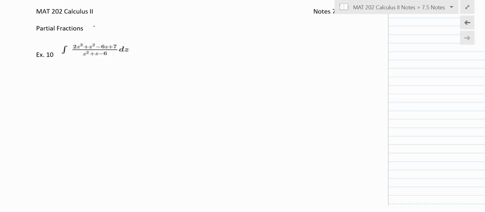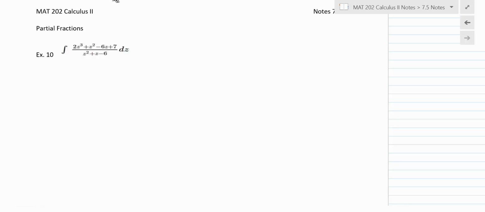The exponents. The degree of the top is what? 3. The degree of the bottom is what? 2. The degree of the top is bigger than the bottom. What did we typically do on integrals like this? Remember, we did division. Because that power is higher, you wouldn't want to just factor that and try to do it by partial fractions until you've divided that out.